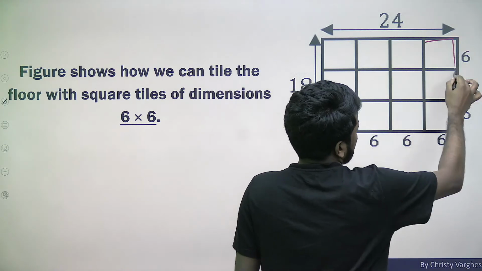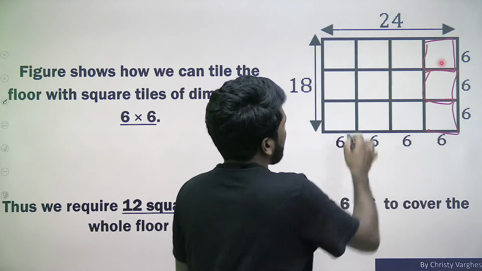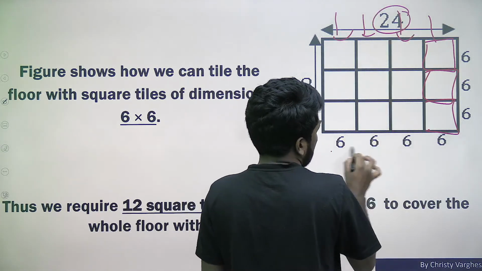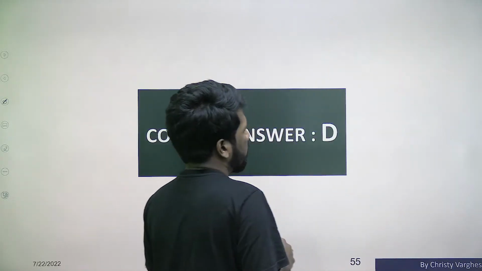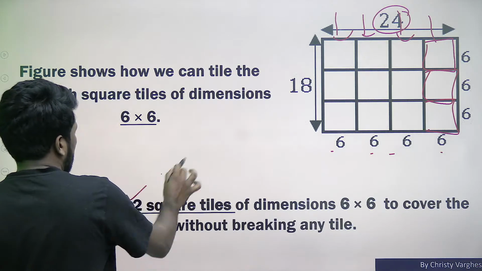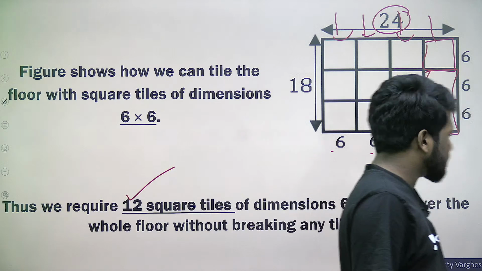6 dimension of the square है तो 6, 6, 6. 3 rows are needed and 4 columns are needed to complete this 24. 6, 6, 6, 6. So 4 into 3, total 12, is the number of tiles. Did you all understand how 12 square tiles? Please respond. 12 square tiles.